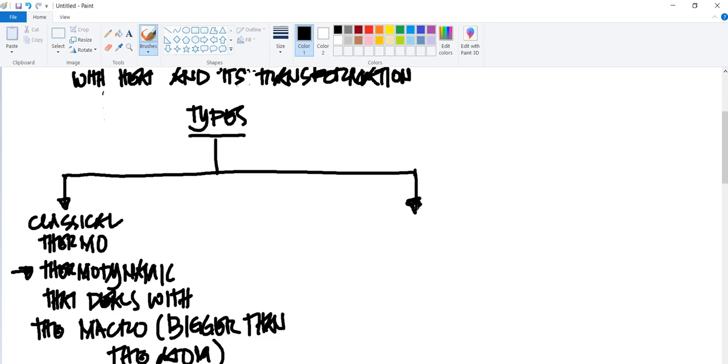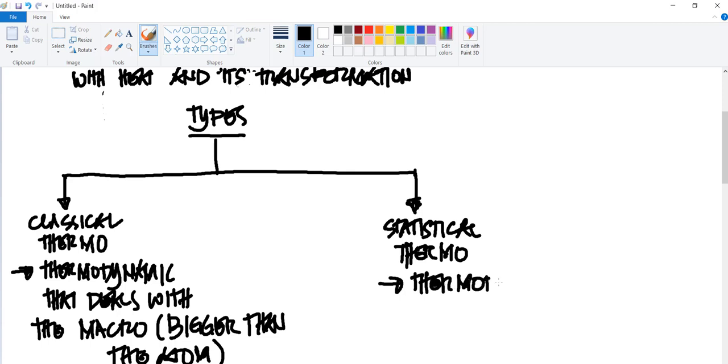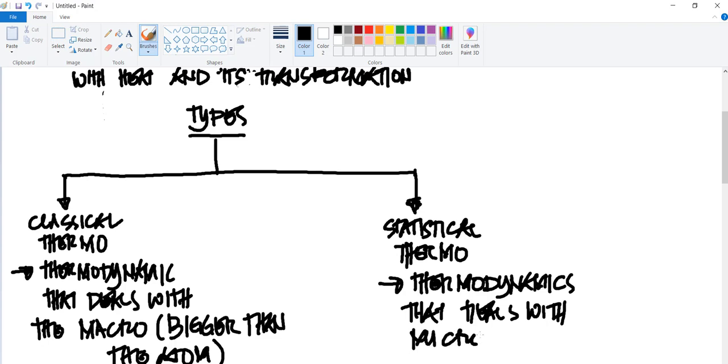Then we have another one, which is the statistical thermo. So that will be statistical thermodynamics, which deals with the microscopic, micro. That is the atomic structures, usually. Atomic structures. Okay.